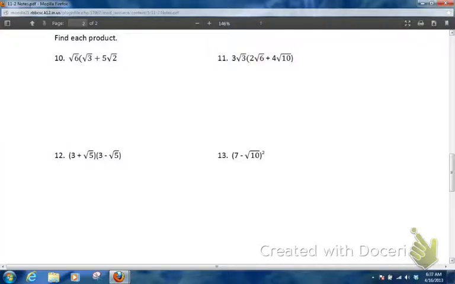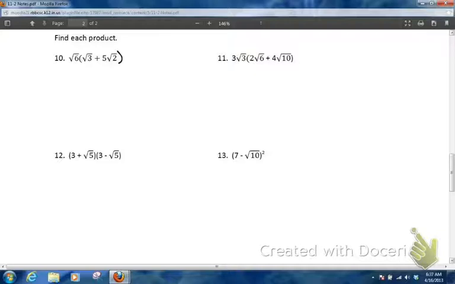Hi guys, this is the video lesson part 2 for 11-2. In part 1 we learned how to add and subtract radicals together, and now in this part 2 we're going to learn how to multiply them together. Now we've already talked about multiplying them together when it's just one times another one, but now we're going to do some distributing and some FOIL. So let's get right into it.